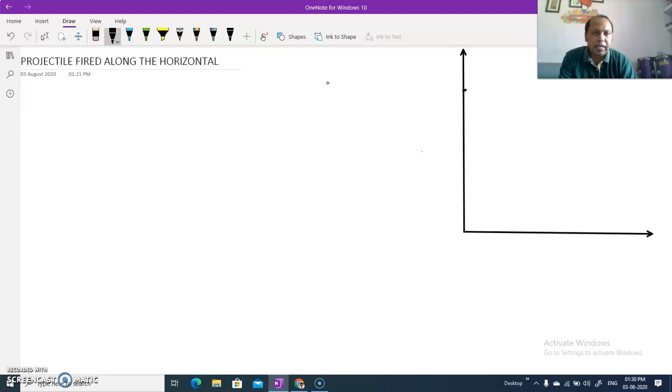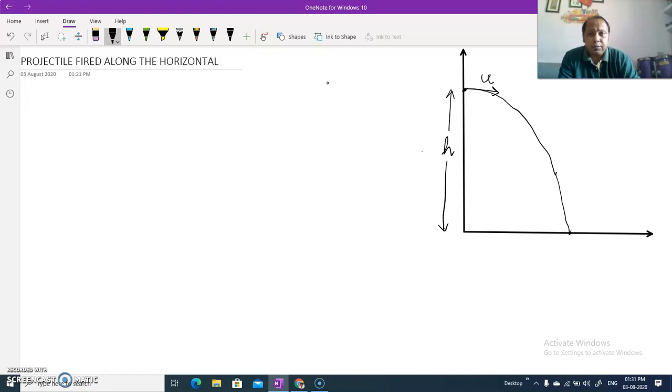a projectile is fired along the horizontal. Now it cannot be fired from the origin, because if it is from the origin along the horizontal, it won't be a projectile. We have to fire the projectile in space. So along the horizontal from a certain height. Suppose the height here be given by h. So from a height h, it is projected in the horizontal direction. So let this be the direction with a velocity u. But the projectile moves in its parabolic path as shown here. This is the path which the projectile will follow.